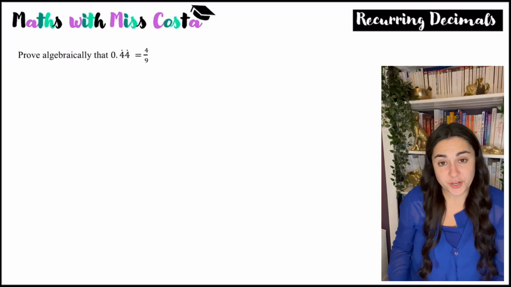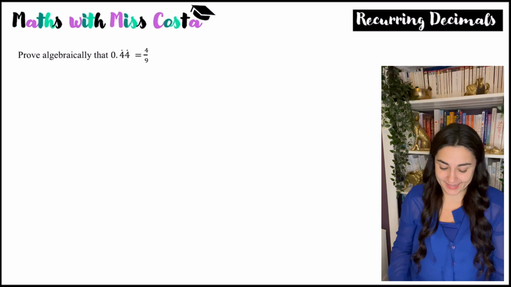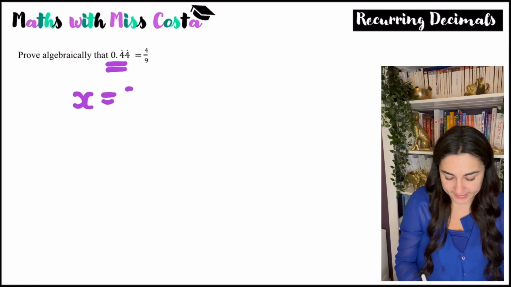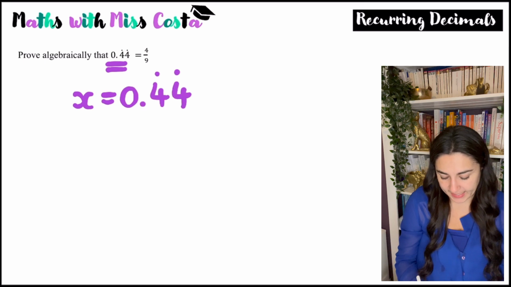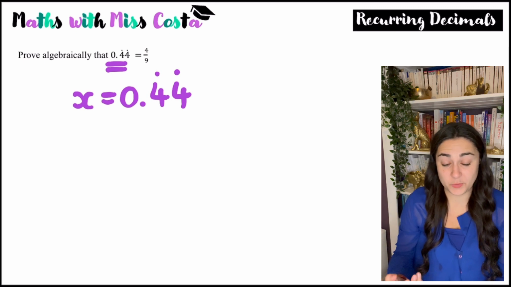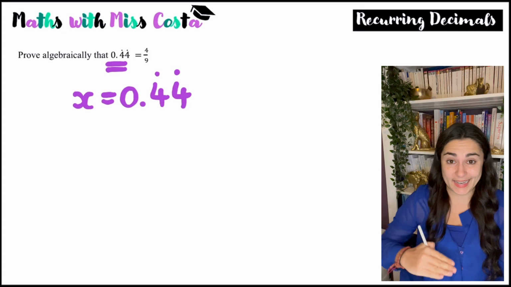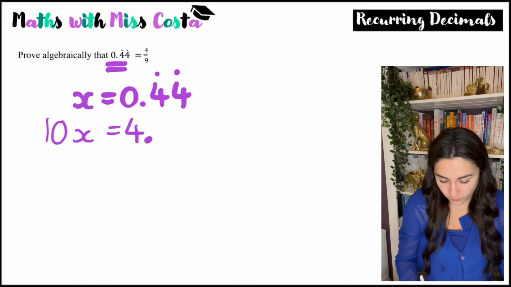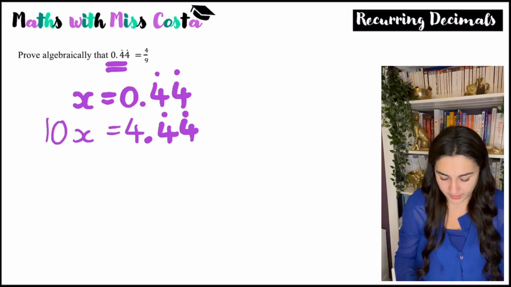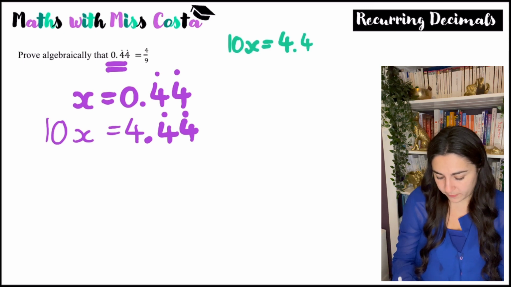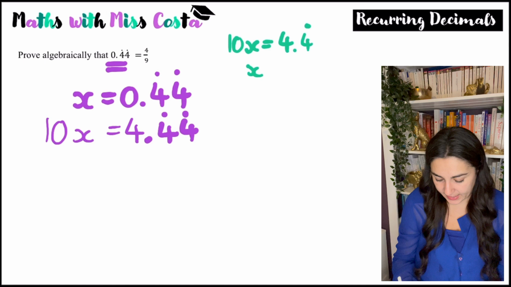Okay, so here I am trying to prove algebraically that a recurring decimal turns into a fraction. So what I do with questions like this is my decimal I just label as x. And then what I want to do is multiply it by a multiple of 10 so that I can get to a point where I can eliminate the recurring decimal part. So if I multiply it by 10, I'd be left with 10x is 4.4 recurring. So if I write that out, I know that 10x is 4.4 recurring and x is 0.4 recurring.